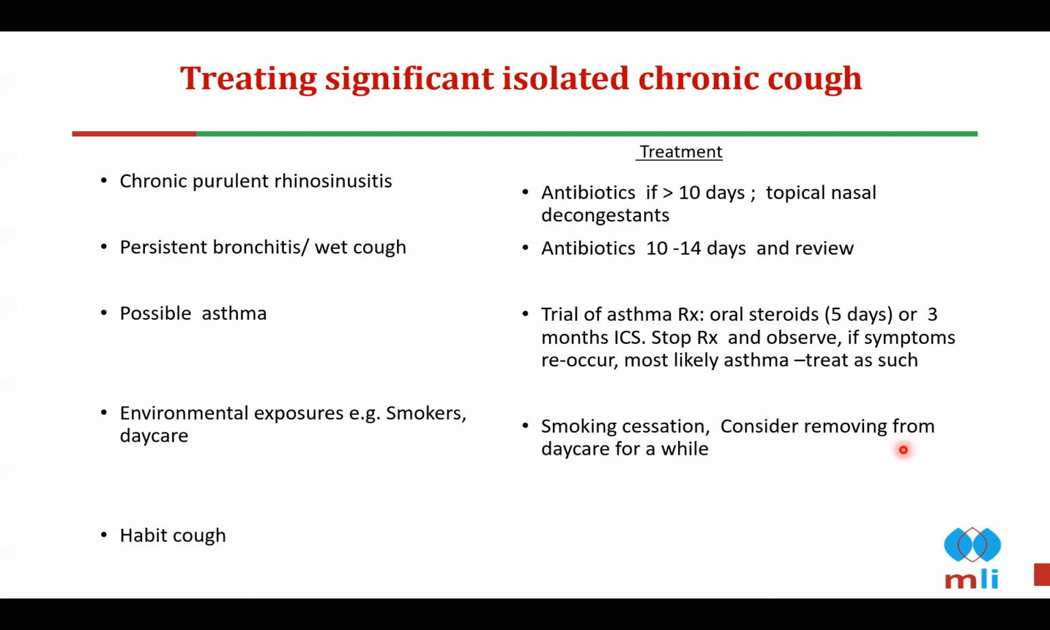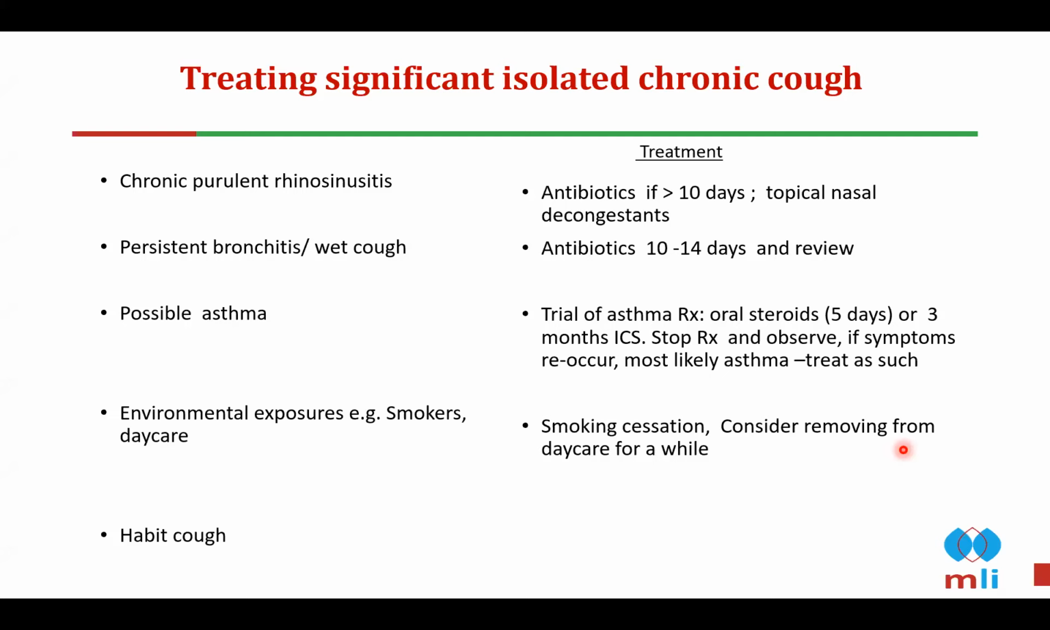that have persistent bronchitis. If it is, think about the possibility of asthma, like I mentioned earlier, you can give a try of oral steroids, not more than 5 days. Alternatively, you can give inhaled corticosteroids for at least 3 months. Then you stop the treatment. If the symptoms recur on cessation of the treatment, then that's usually a confirmatory sign that actually you're dealing with asthma, and then you continue treating it as such.